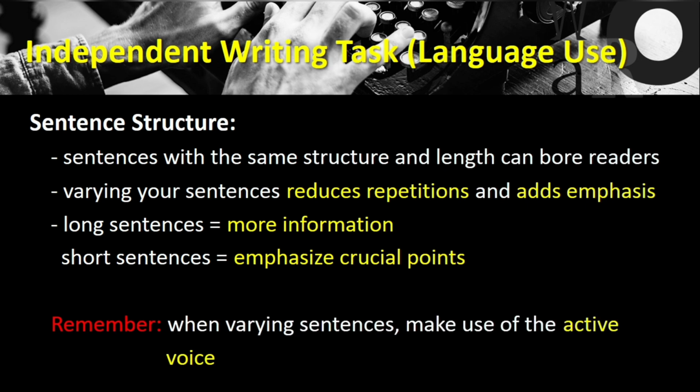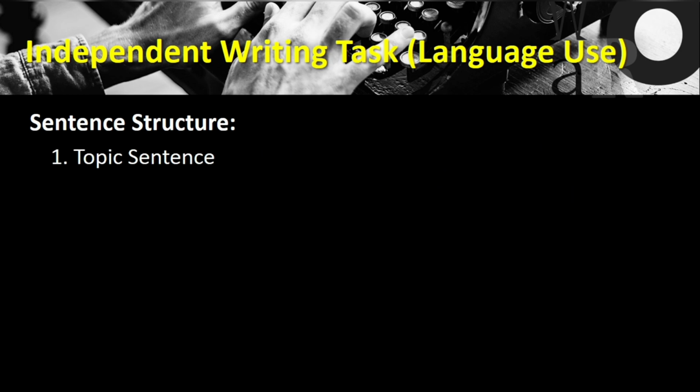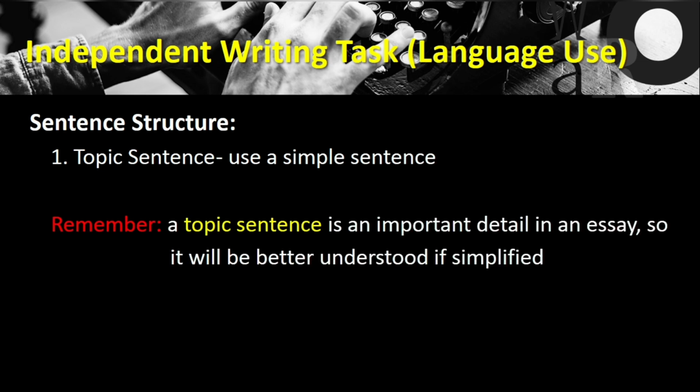Also remember that, when varying sentences in the essay, always make use of active sentences. The reason being, active sentences are more preferred by readers, simply because they are easier to comprehend. For topic sentences, try using a simple sentence or a one-part statement. Remember that a topic sentence contains important ideas in the essay, so it is better to simplify them, at least in structure, so they would be better understood by the readers.